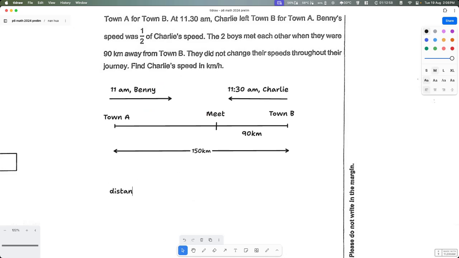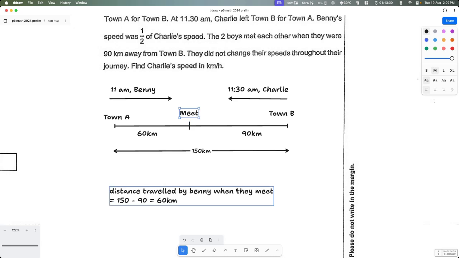So the distance traveled by Benny when they meet is equal to 150 minus 90, and this will be 60 kilometers. Right, so Benny has already traveled around 60. Right, so this is a bit inaccurate, so I'll just say the meeting point is here instead. Okay, this makes a little bit more sense.